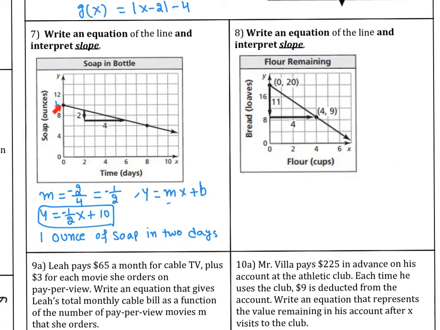So the y-intercept is this one, that is 10. So negative 1 over 2 x plus 10. So to interpret the slope, you're using 1 ounce per 2 days of soap.